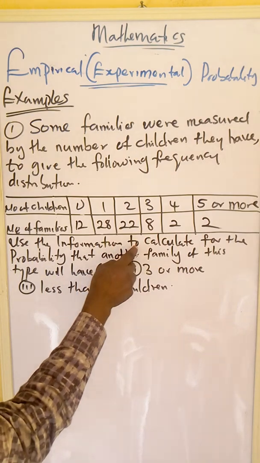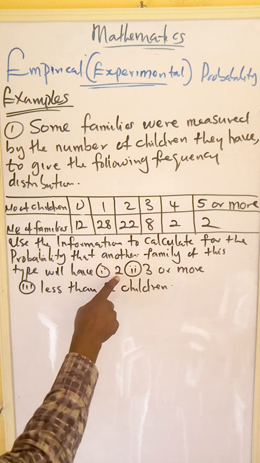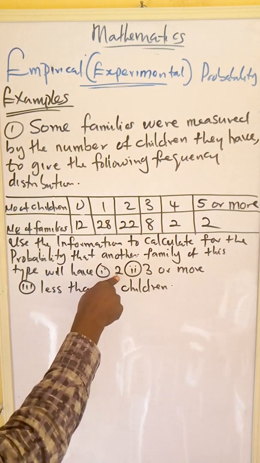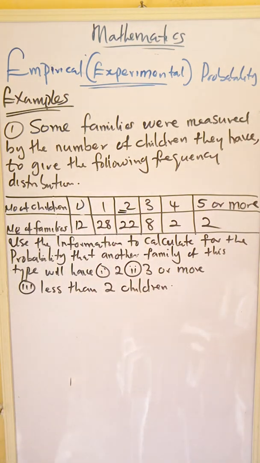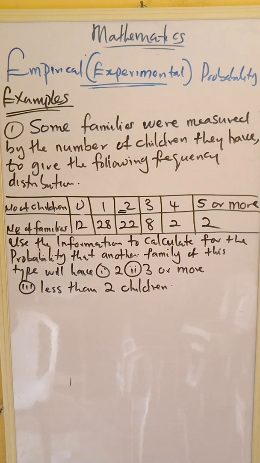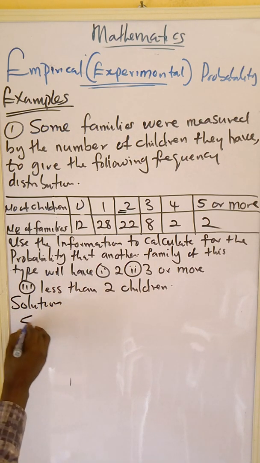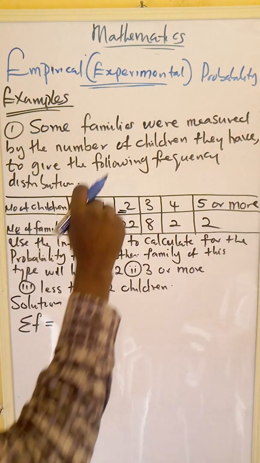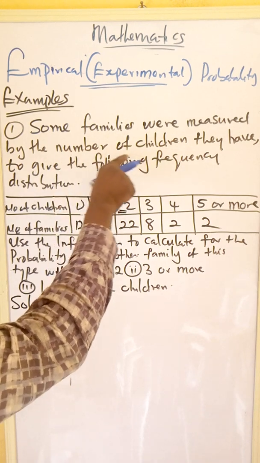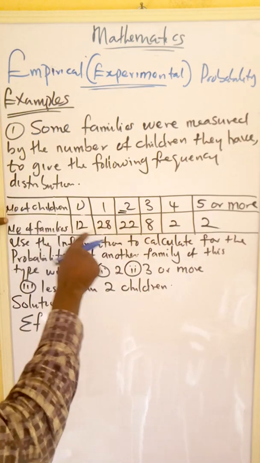Use the information to calculate the probability that another family of this type will have 2 children. Now, the first thing we need to do is to get our total frequency. Solution: summation F. They said families, and we are talking about the number of children they have in this frequency distribution.